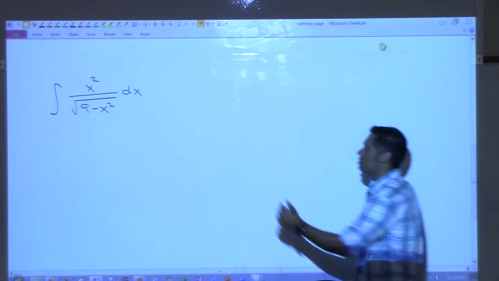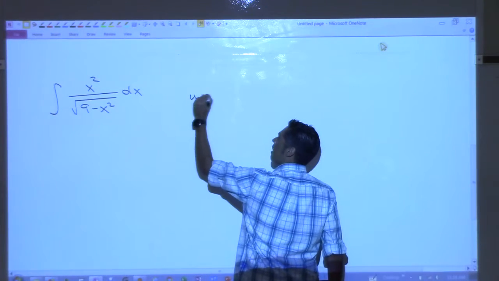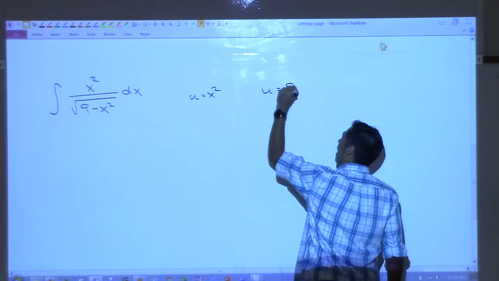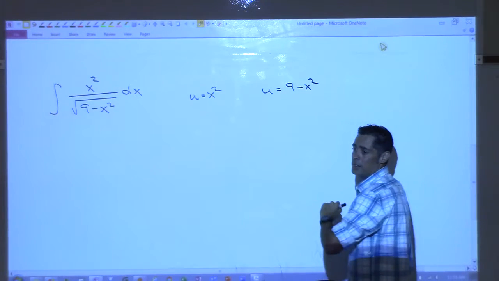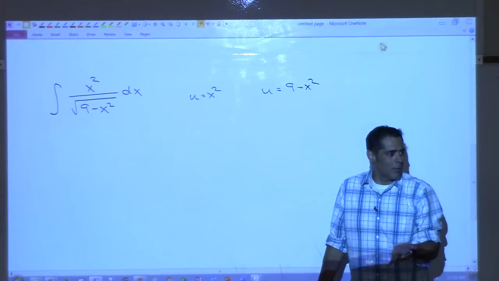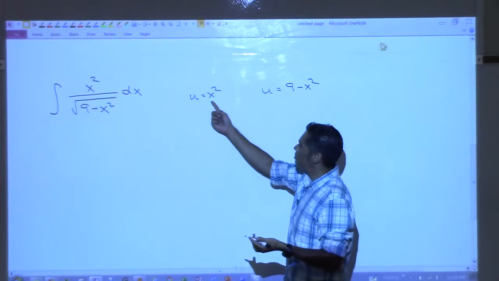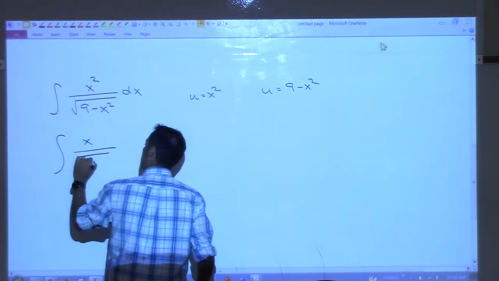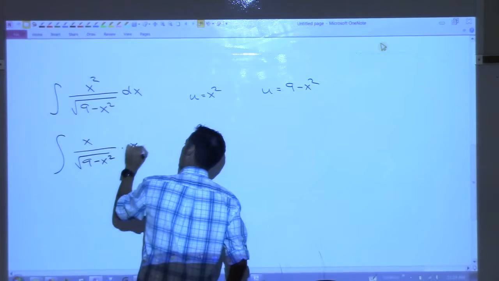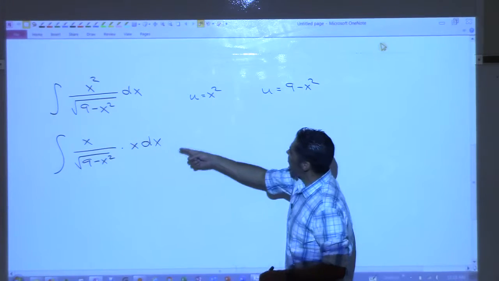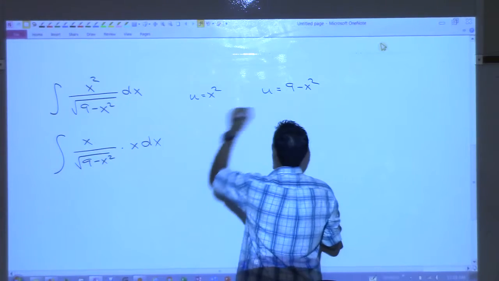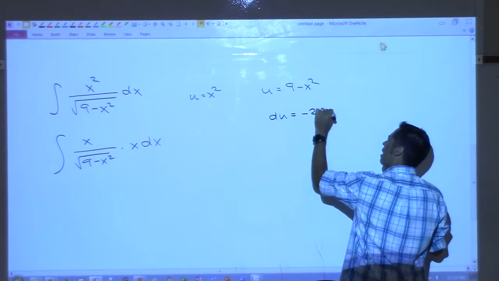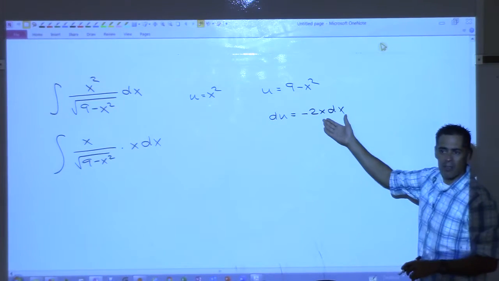I mean, we can maybe do u is x squared, or maybe even we could do u is 9 minus x squared. Maybe we can do the whole thing. And it's not going to work, because the derivative of this would be 2x. So maybe what we could do is rewrite this with an x peeled off, like that. And so if we do that, let's go with this one. The derivative of this would be negative 2x dx, so we'd be off by a constant.